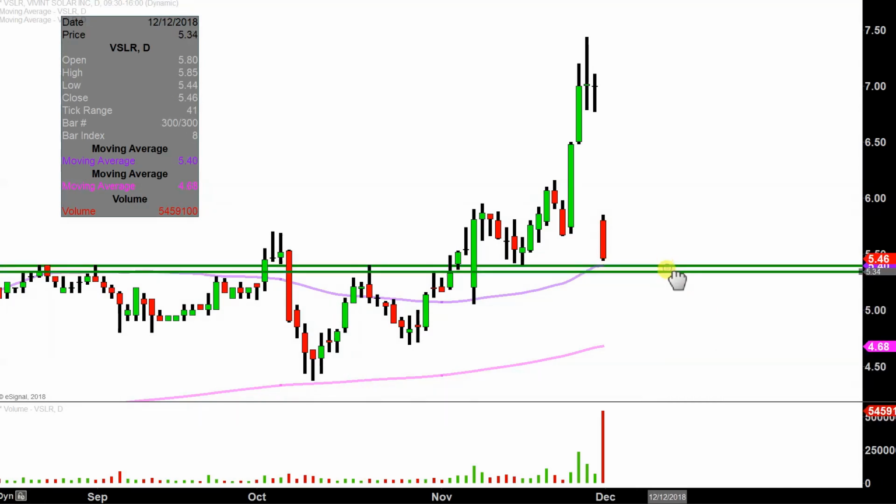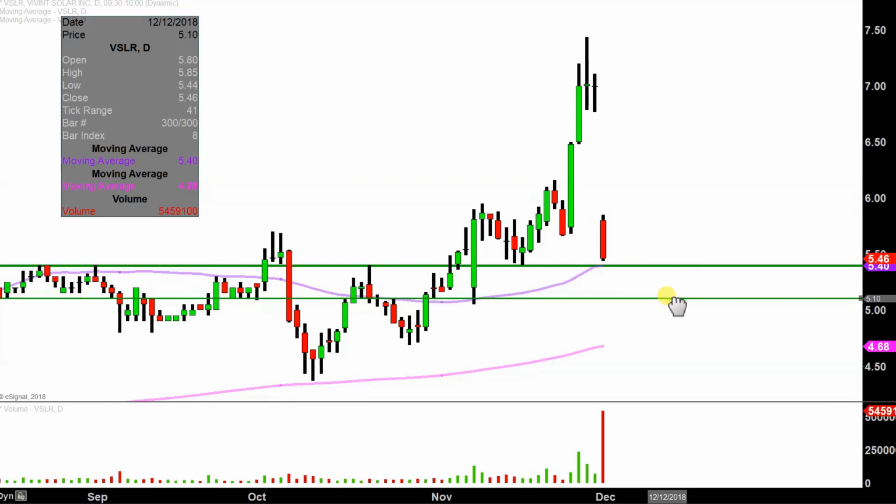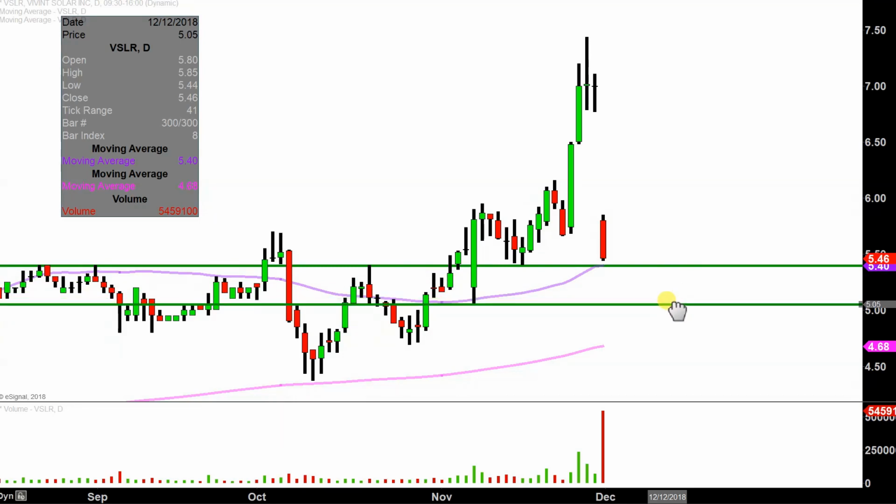Now, in the event 5.40 does not hold, the next level of support to keep an eye on would be down around the $5 mark. Am I saying if 5.40 fails, it's going to be down to $5 within 20 minutes? I'm not saying that. I'm just saying some sort of drift down to $5 would not be irrational or unreasonable at all next week if 5.40 cannot hold.